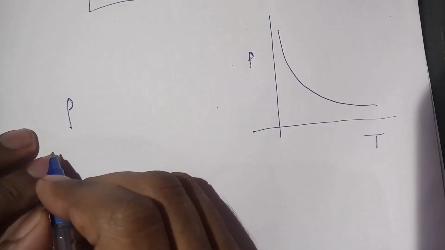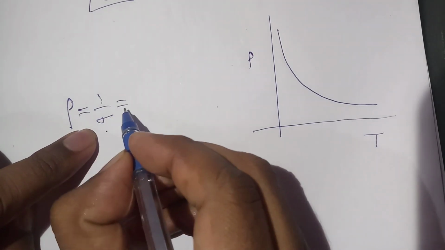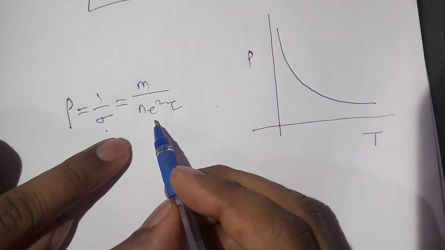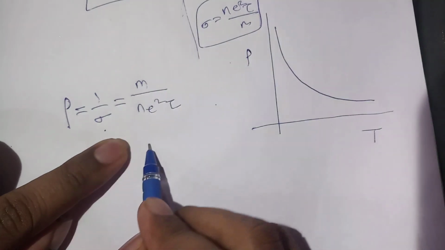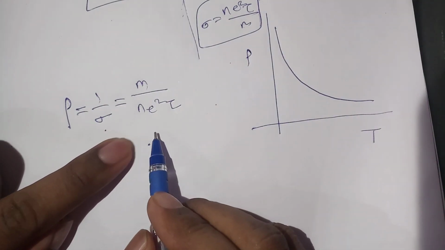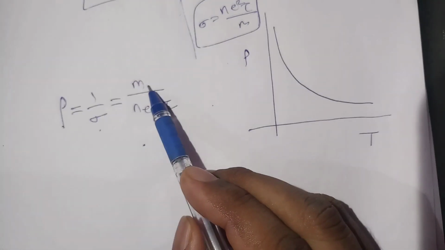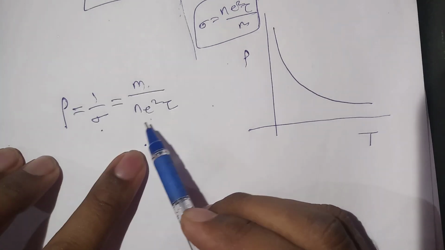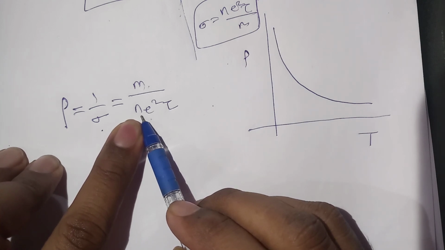The resistivity is given by rho is equal to 1 by sigma, where sigma is the conductivity. So this can be written as m by n e square tau. I am writing this because previously we did sigma is equal to n e square tau by m. So resistivity will be just the opposite of that, that's why this equation is written. Now you see here, if temperature changes, the mass of the electron won't change, the charge of the electron also won't change. The possible change is the number of electrons, the number of free electrons available for conduction, that can change.